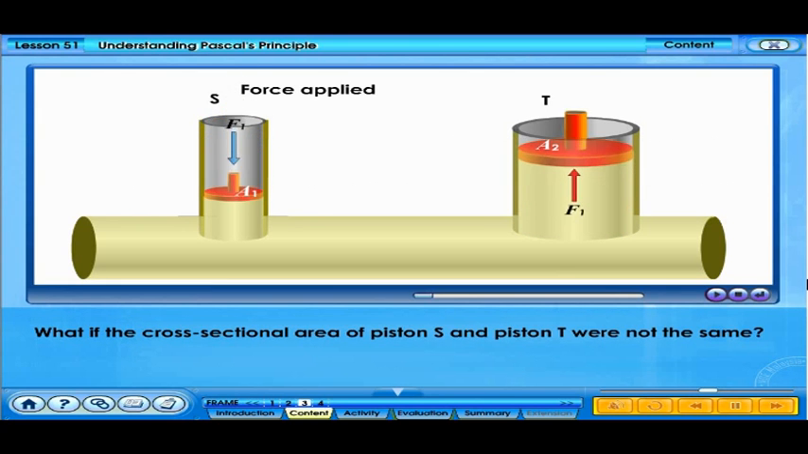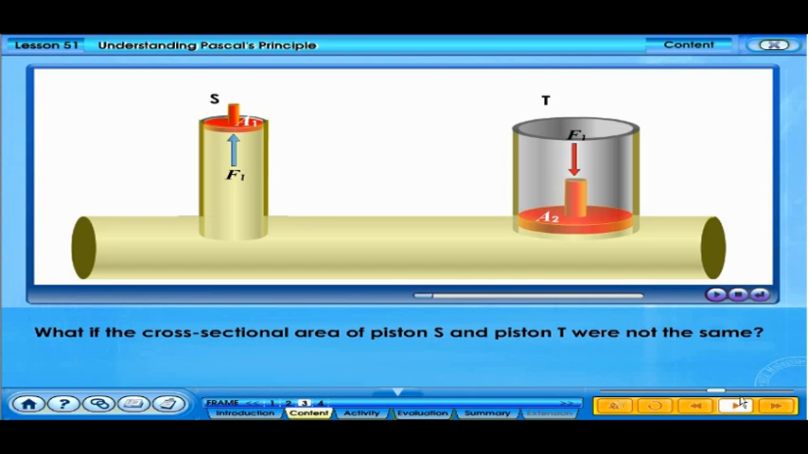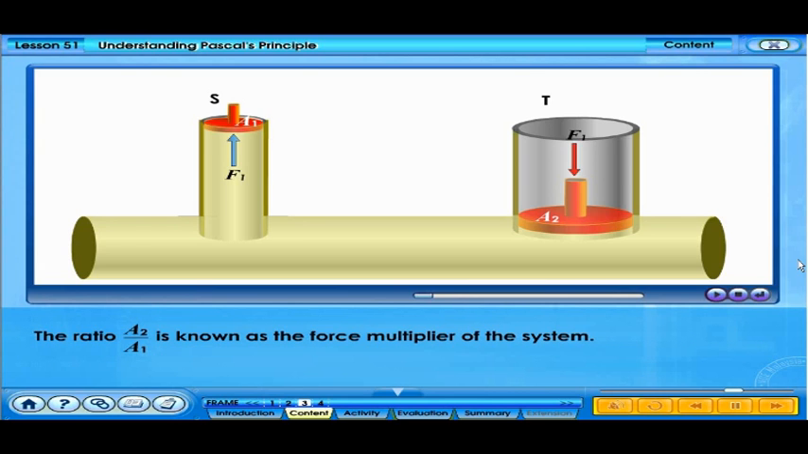What if the cross-sectional areas of piston S and piston T were not the same? The value of F2 would be equal to F1 multiplied by the ratio of A2 to A1. The ratio of A2 over A1 is known as the force multiplier of the system.